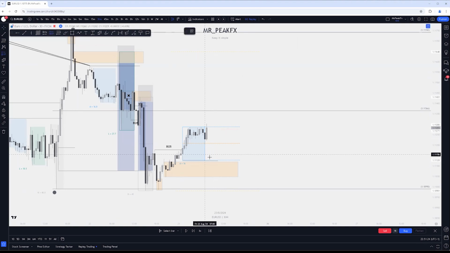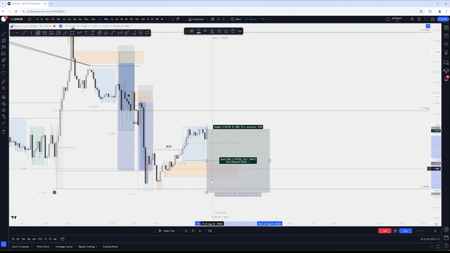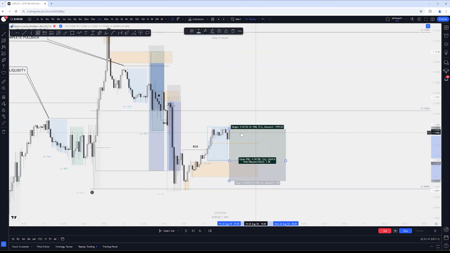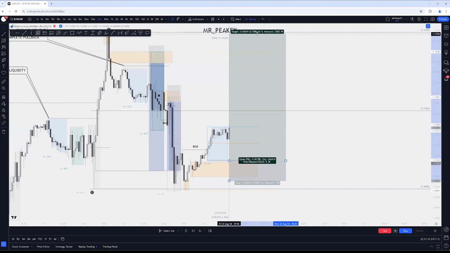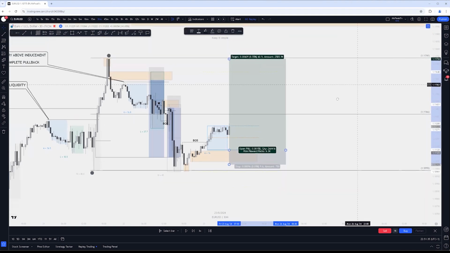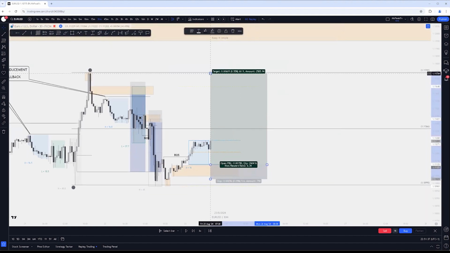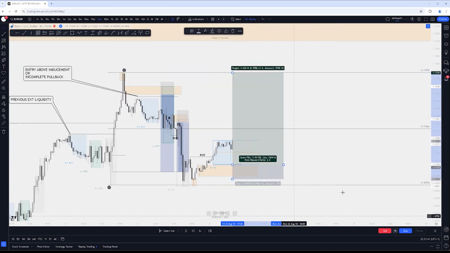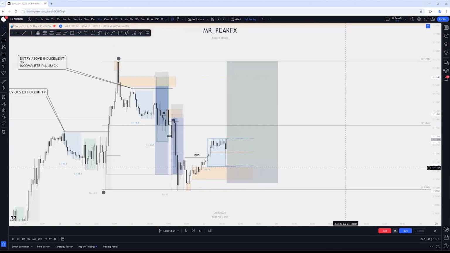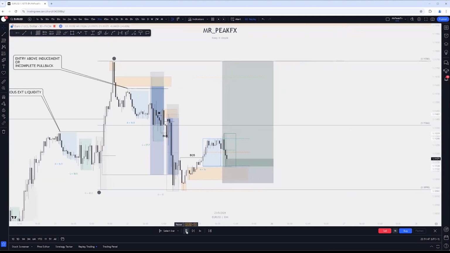I had my entry here, and my stop loss was just below here. I think it was 10 pips. Where was I targeting? I was targeting this external liquidity, this next external liquidity, or this next high. This is my next target. Okay, so now let's see what price did.